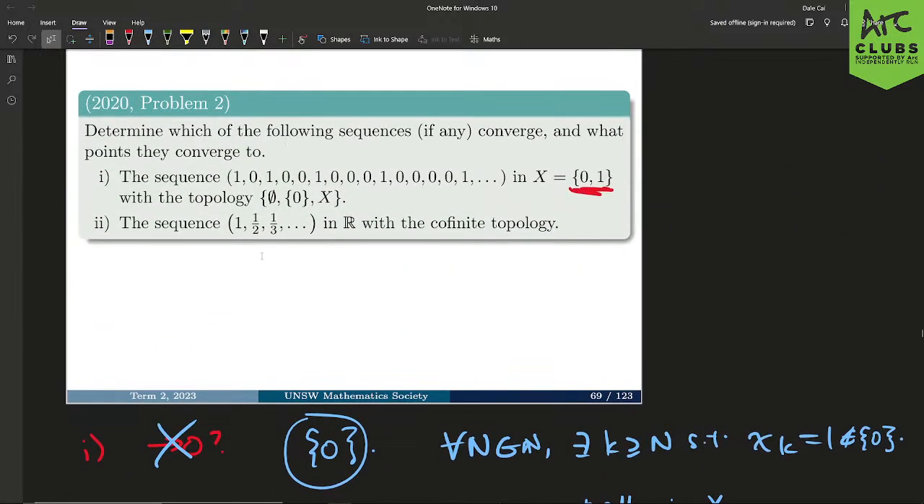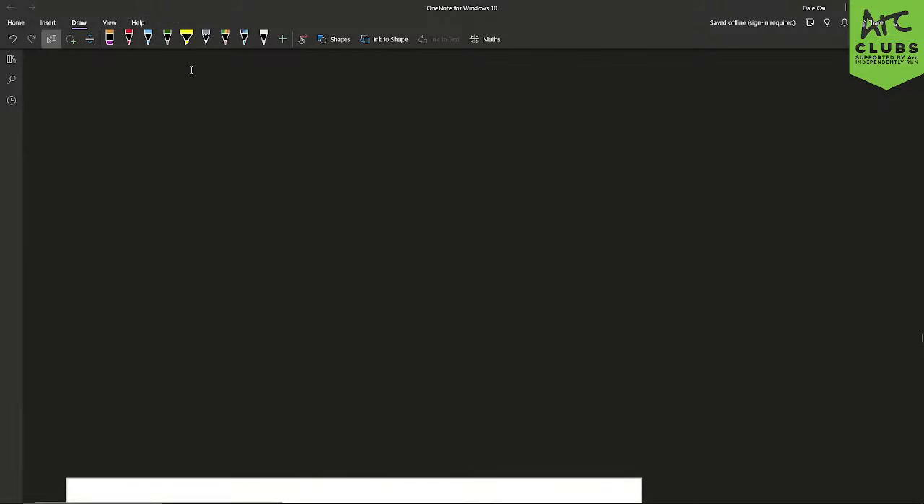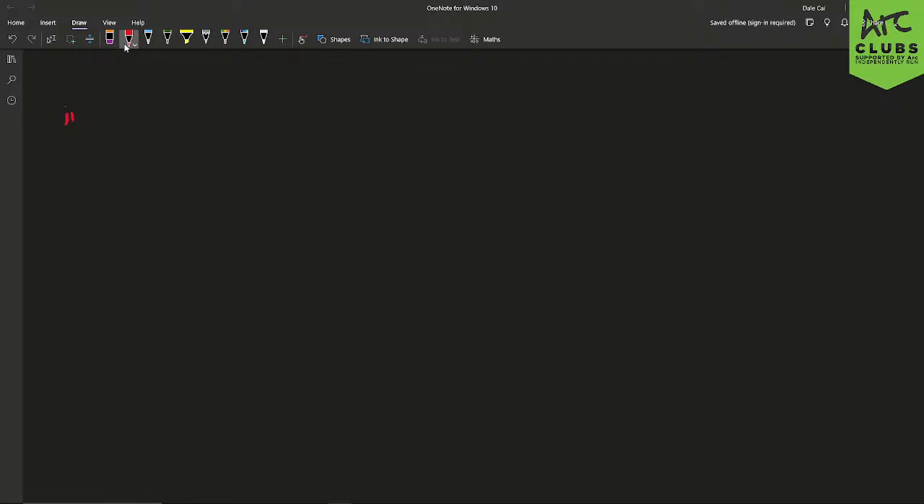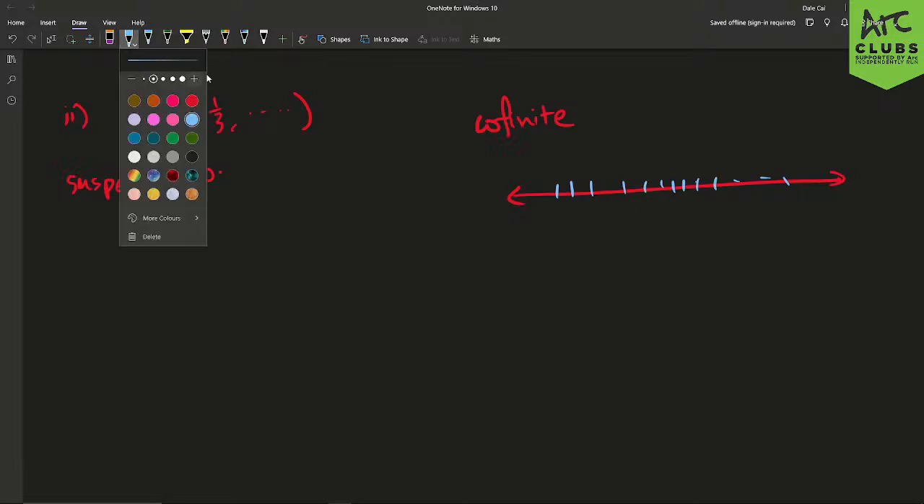Okay, the second one's a bit more annoying. 1/2, 1/3, and so on with the cofinite topology. So for part 2, with the standard topology, we suspect it converges to 0. So a good idea usually is just to test if this is true. And our topology right now is the cofinite topology. A way to think of the cofinite topology is it's the set of real numbers which we can draw as a number line, except for finitely many points. It doesn't matter where they are, it doesn't matter how they're spaced, as long as there's finitely many.